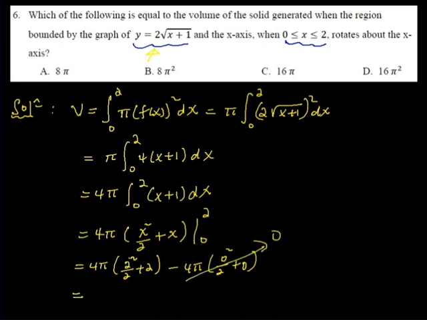Then this becomes 4 pi times 2 squared, which is 4. 4 over 2 is 2. 2 plus 2 is 4. 4 times 4 is 16 pi. So the volume of this object is 16 pi.